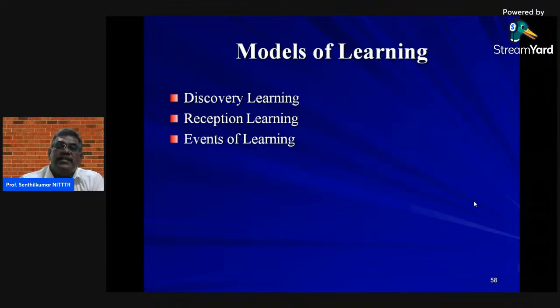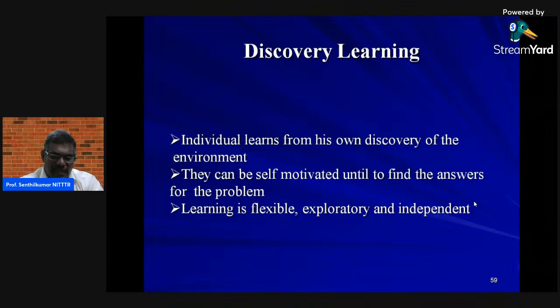Next are certain models of learning. First one is discovery learning, then reception learning, and events of learning. In discovery learning, individuals learn from their own discovery of the environment. They are self-motivated until they find the answers to the problem. Learning is flexible, exploratory. Normally, individuals have to discover their own discovery of the environment. Suppose there are new things, they have to learn them.